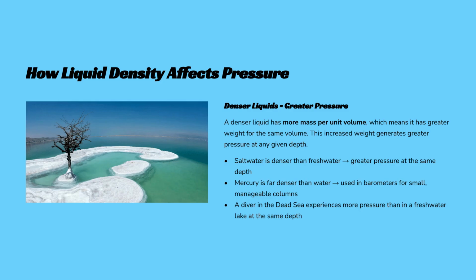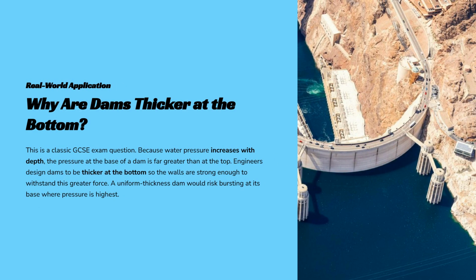Liquid density also matters. Denser liquids have more mass per unit volume, creating greater weight and higher pressure at any given depth. For example, salt water exerts more pressure than fresh water, and mercury is used in barometers due to its high density. A classic exam question asks why dams are thicker at the bottom. The answer is that water pressure increases with depth, so the base of the dam must be thicker and stronger to withstand the much higher force compared to the top.